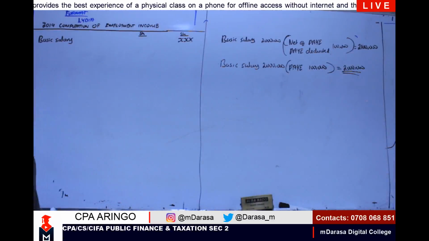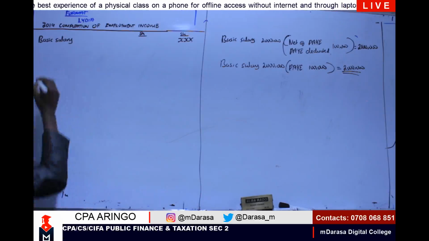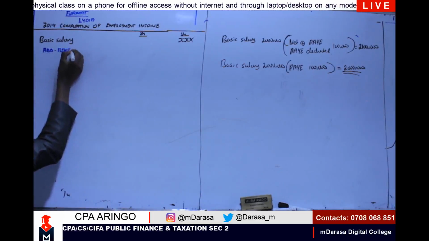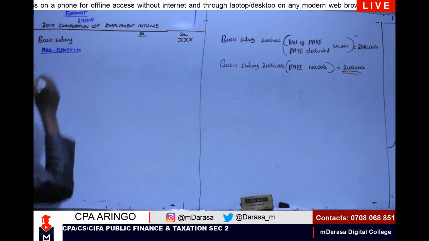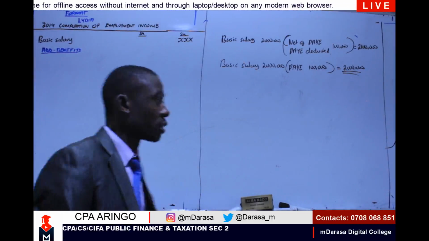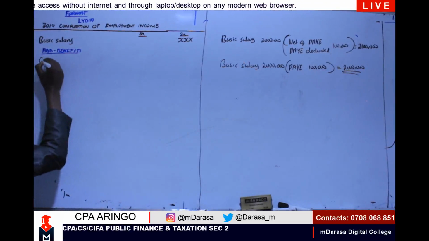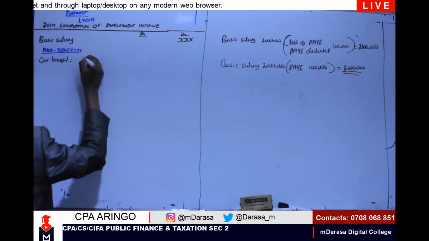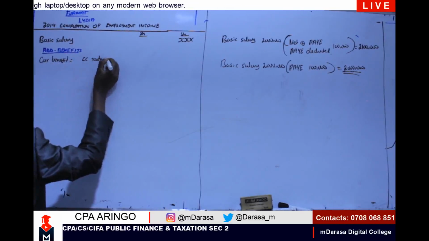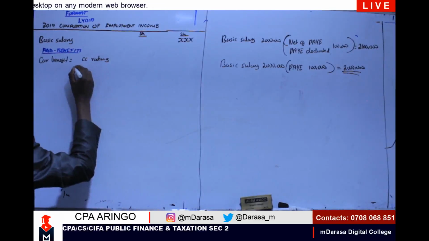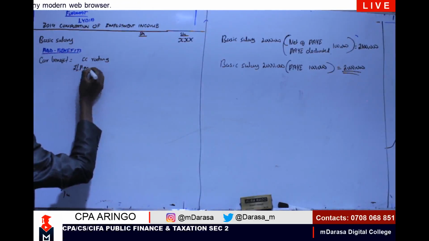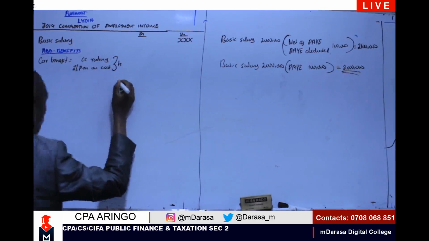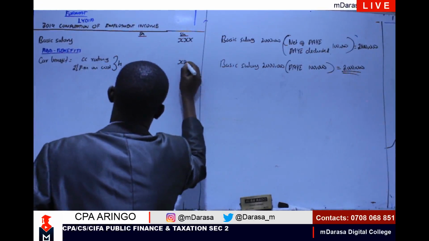So we have our basic salary there. Then of course I'm going to add the benefits. We are going to add our benefits here, such as what? Car benefit. We say that we'll be comparing the CC rating and 2% per month on cost. Whichever is higher is the one that you are going to take as our benefit at that point.